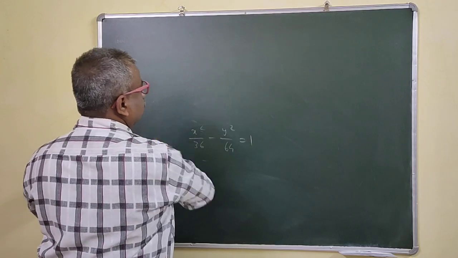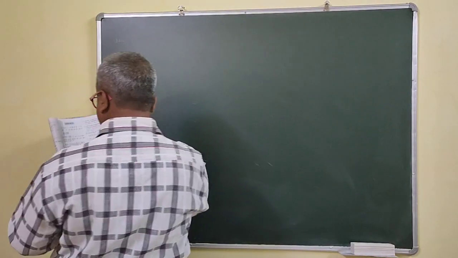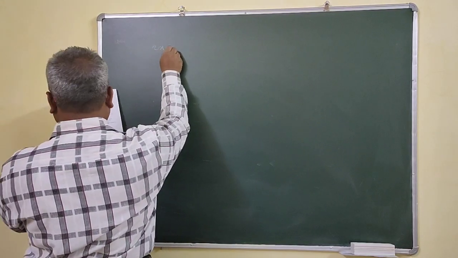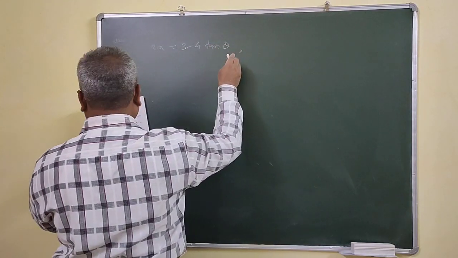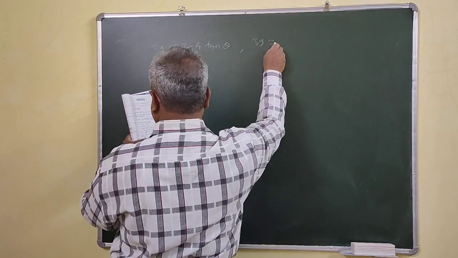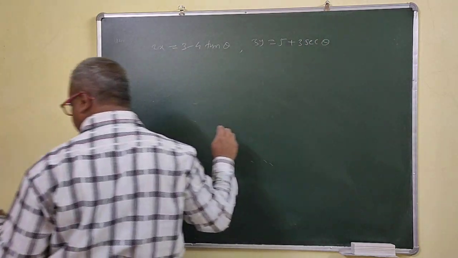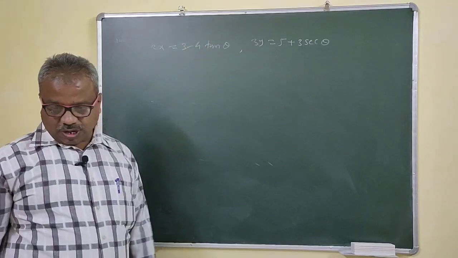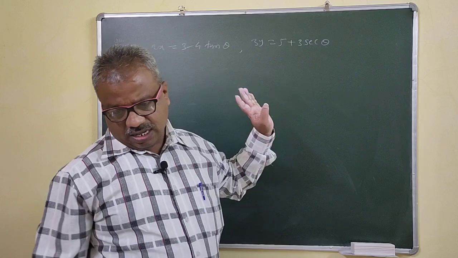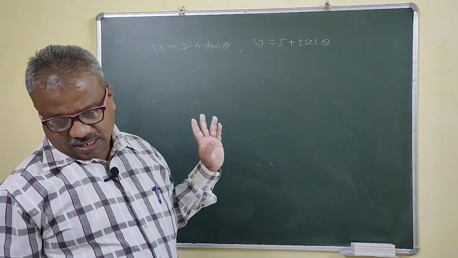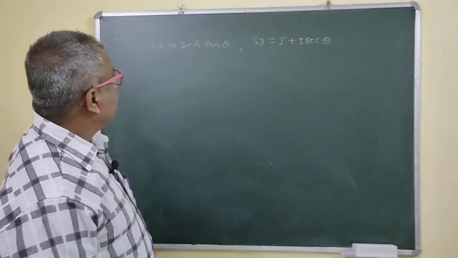Okay. Now eliminate theta from twice x is equal to 3 minus 4 tan theta, and 3y is equal to 5 plus 3 sec theta. Now see here, what is given? You are given tan theta, you are given sec theta. You have the relation between sec theta and tan theta, right? So first we will find the values of sec theta and tan theta from the given expressions.